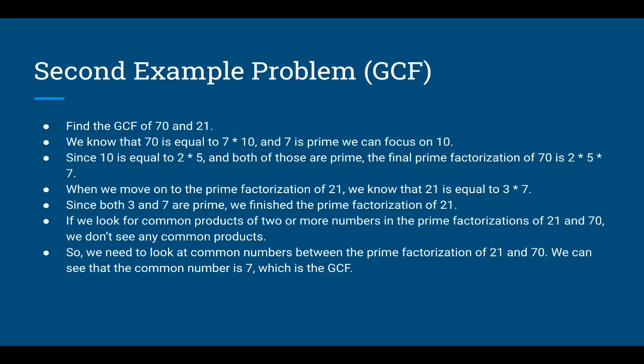When we move on to the prime factorization of 21, we know that 21 is equal to 3 times 7. Since both 3 and 7 are prime, we finish the prime factorization of 21.